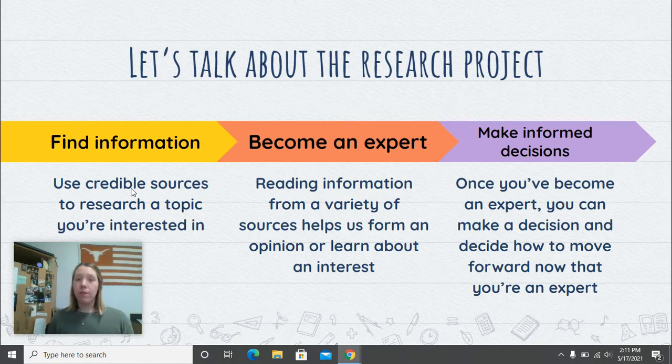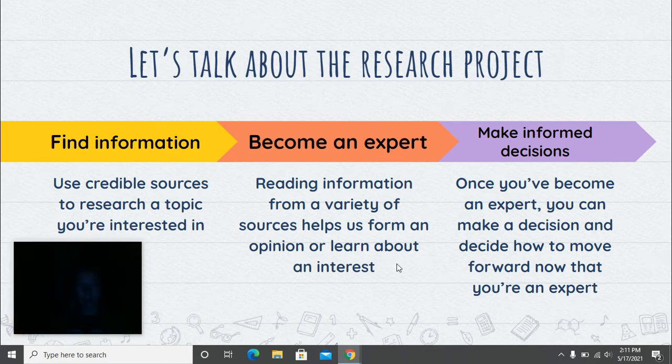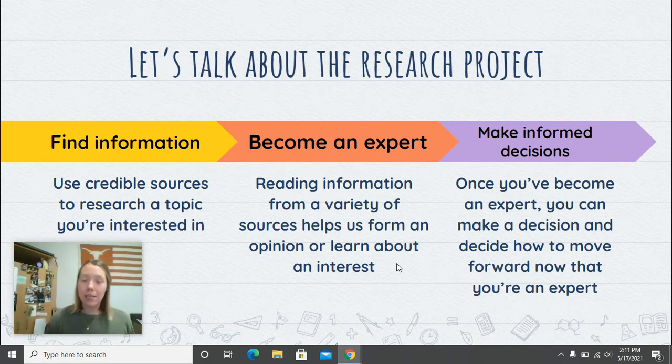Once you've found a bunch of information and learned about that topic, you become an expert. So you read information from a variety of sources, and it helps us form an opinion or learn about an interest. The more you know about a topic, the more of an expert you become. You understand the details, you understand the nuances of what a topic is. And once you become an expert, you can make informed decisions.